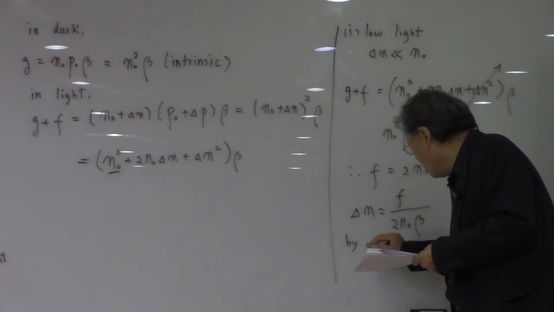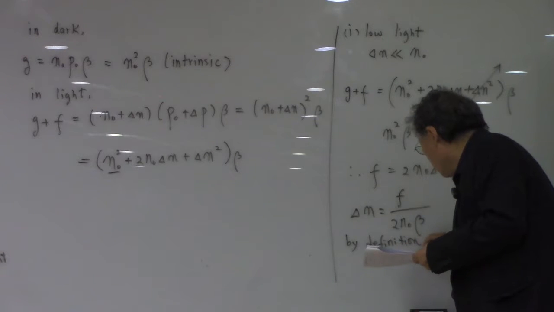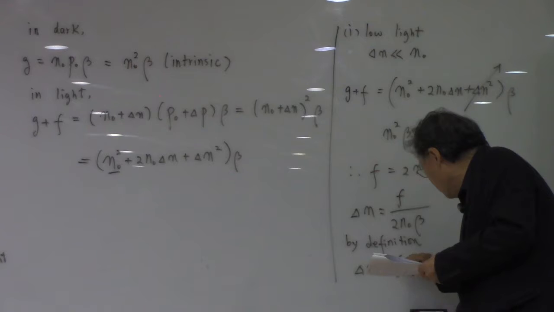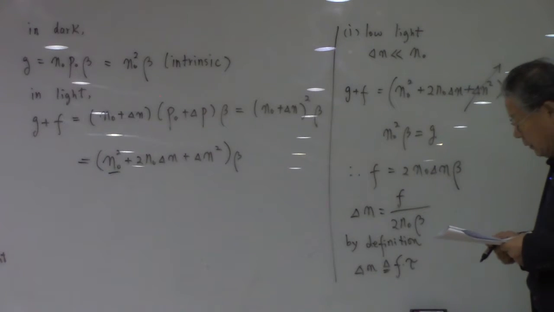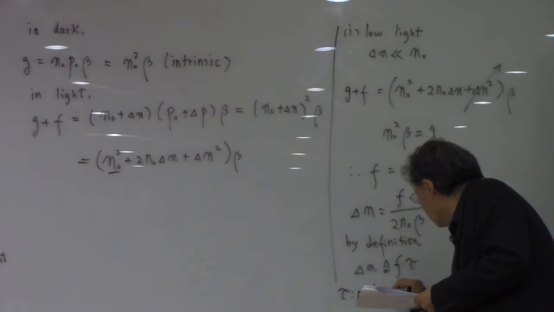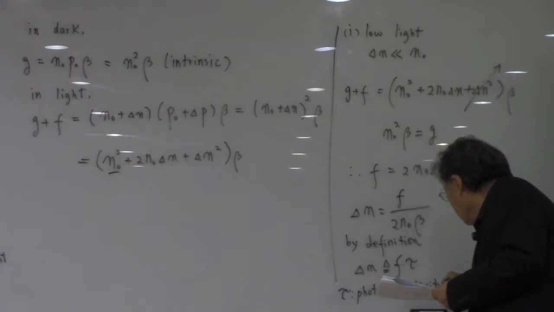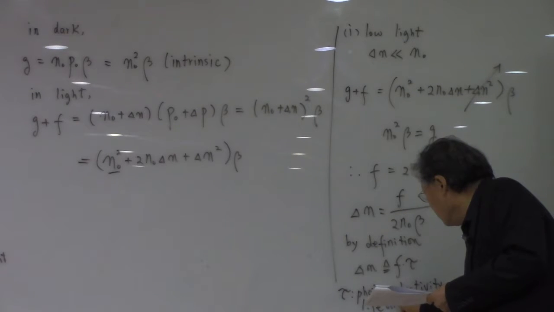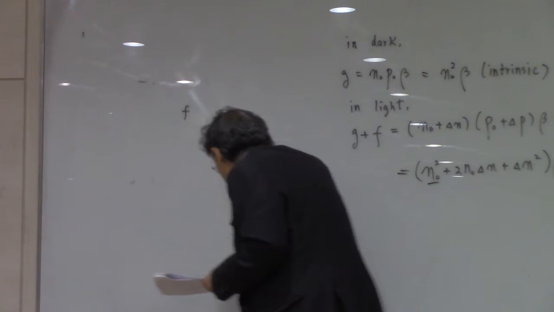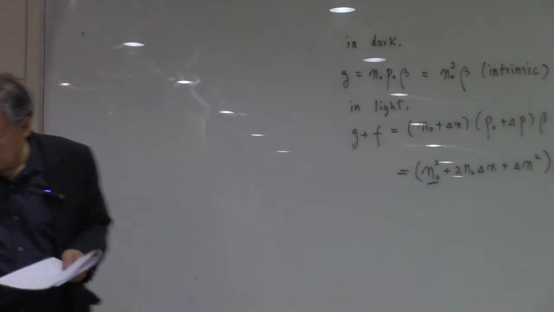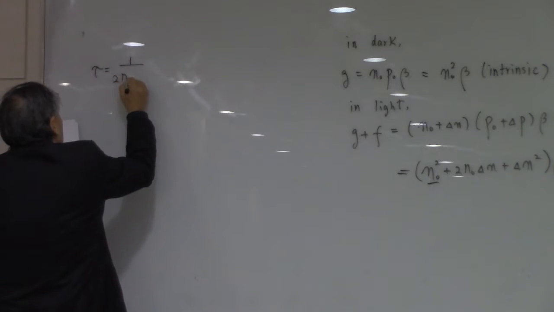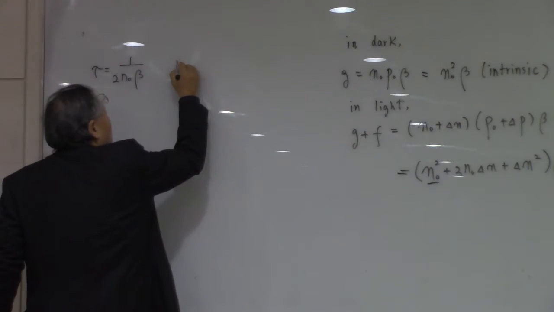And by definition, delta n is equal to the excitation rate times the lifetime. This tau is going to be called the photoconductivity lifetime. So from there, we can see that tau, in a low signal case, is now going to be equal to 1 over 2 n naught beta in low signal.